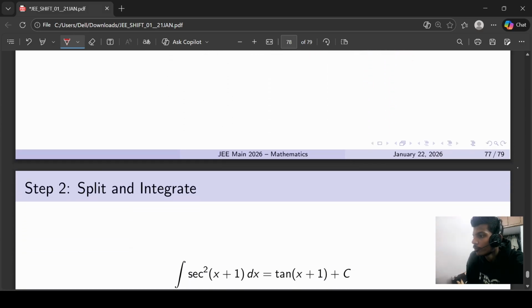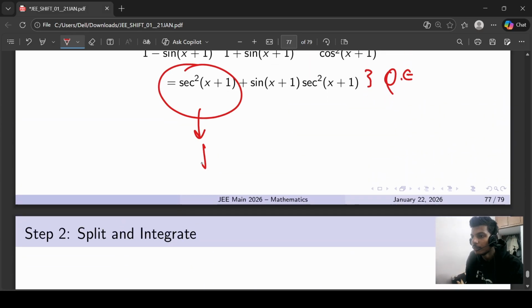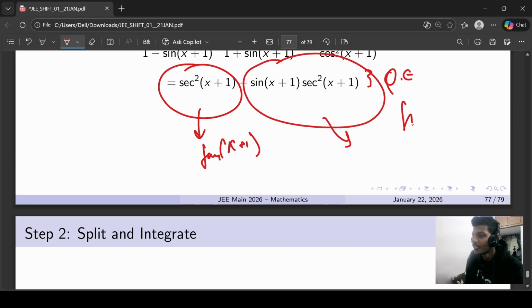So going forward is integrating them. If I integrate this part, it will give us tan of x plus 1. Then I have to integrate this part. It's simply sine of x plus 1 divided by cos square of x plus 1.